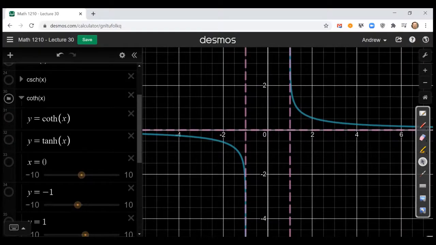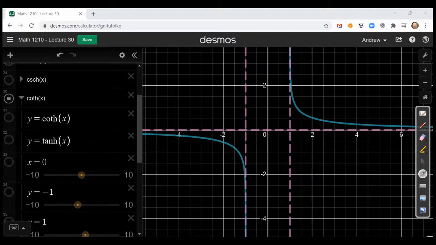As x approaches infinity, hyperbolic arc cotangent will approach 0 from above. As x approaches negative infinity, the function will approach 0 from below. As x approaches 1 from the right, hyperbolic arc cotangent will approach infinity. As x approaches negative 1 from the left, this function will approach negative infinity. And then between 1 and negative 1 is no man's land. There's nothing. That's outside the domain of our function here.